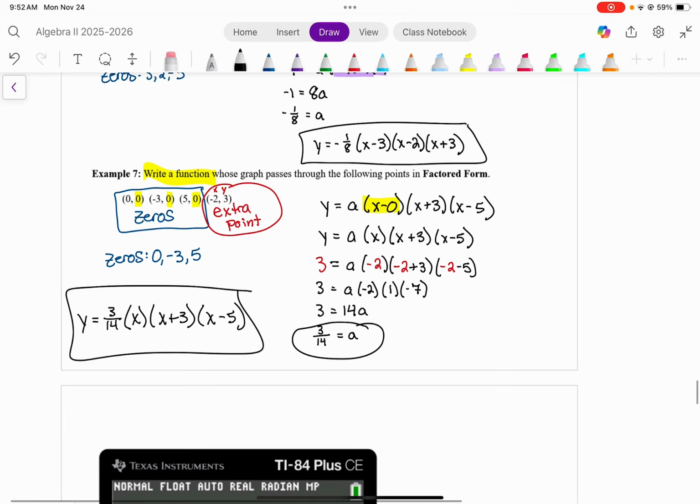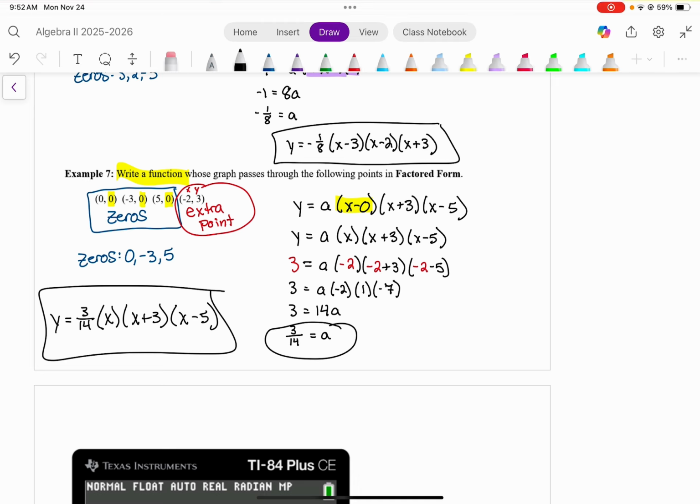Okay, the next video is going to go over scatter plots and how to find the difference between a cubic and a quartic function.